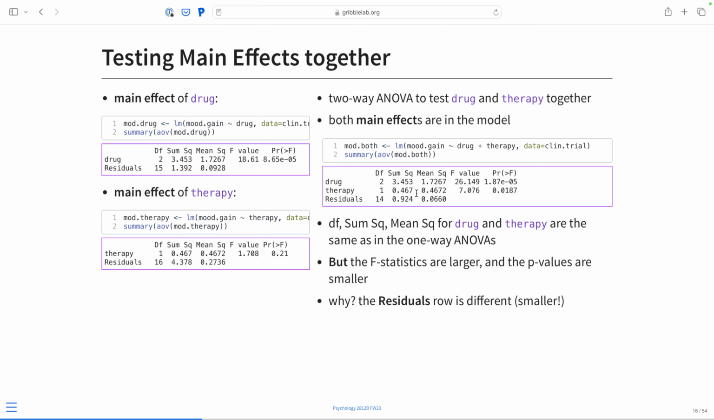The other thing you notice is the sum of squares residuals in this combined model is smaller than the sum of squares residuals in each of these individual models. And that's simply because each time we add a variable to the model, its sum of squares is calculated and it gets removed from the leftover. So each time we account for more sum of square variance, we take it out of the error term. We make the error term smaller.